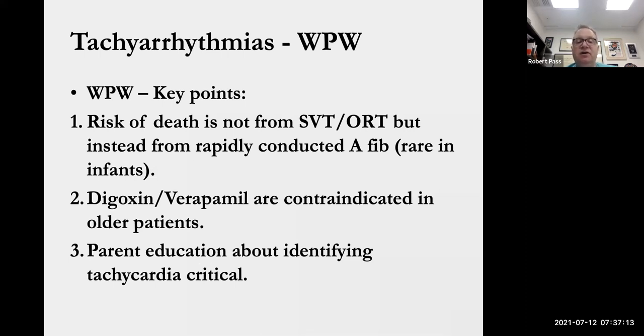And most important of all is educating parents about tachycardia. Once a patient with WPW has been identified, one has to go through carefully with the patients, with the family, the signs and symptoms of tachycardia in order to properly identify it in a timely fashion to seek medical attention.